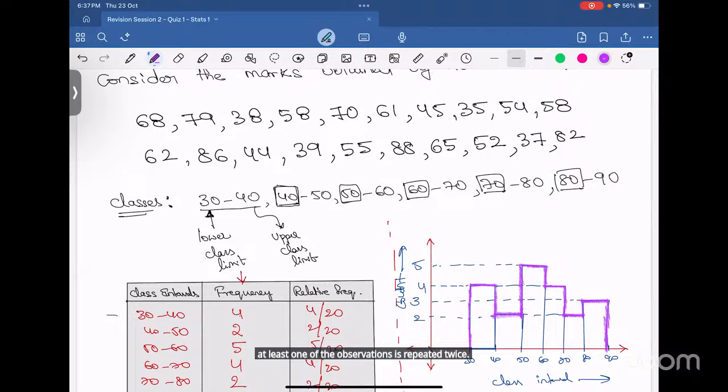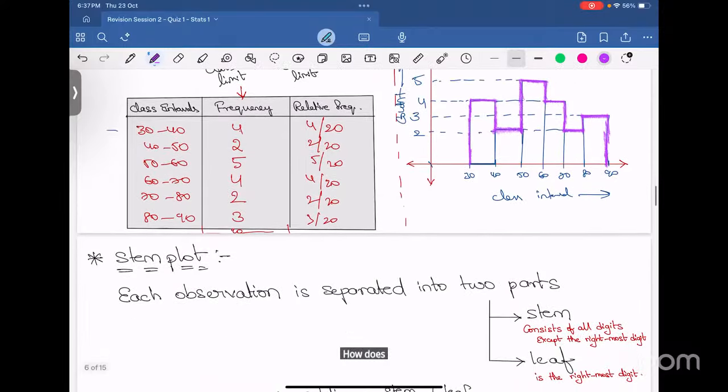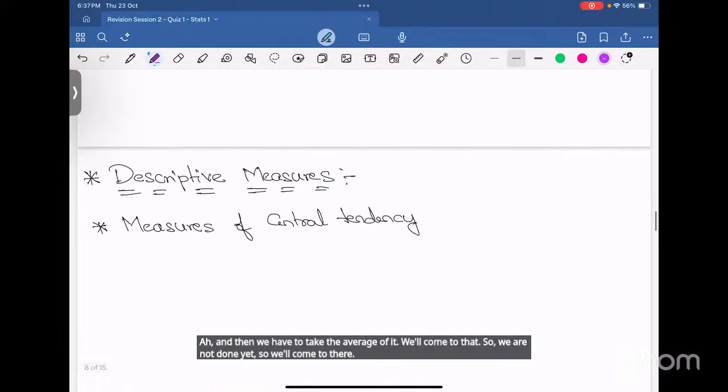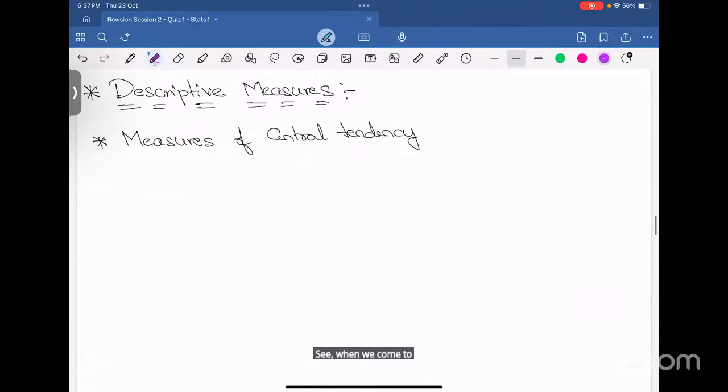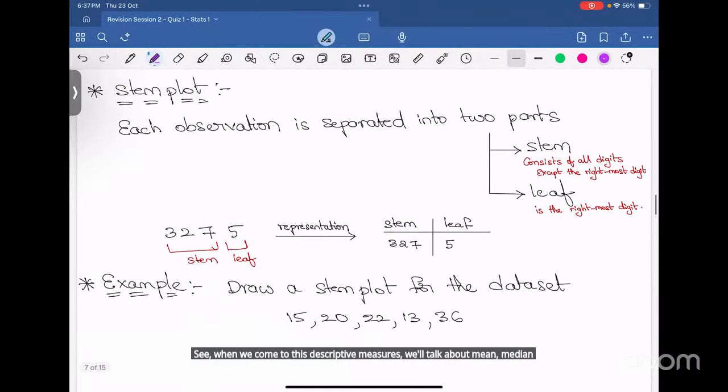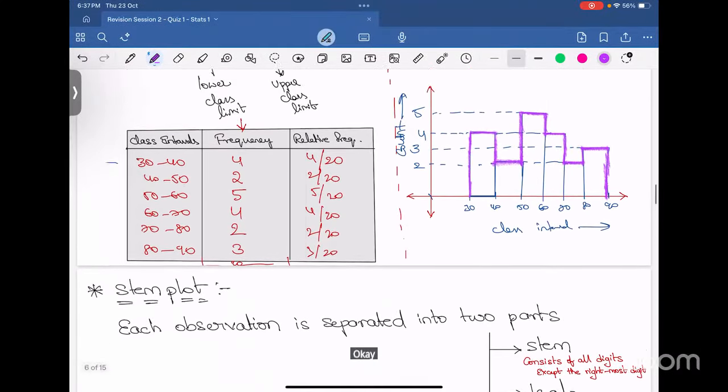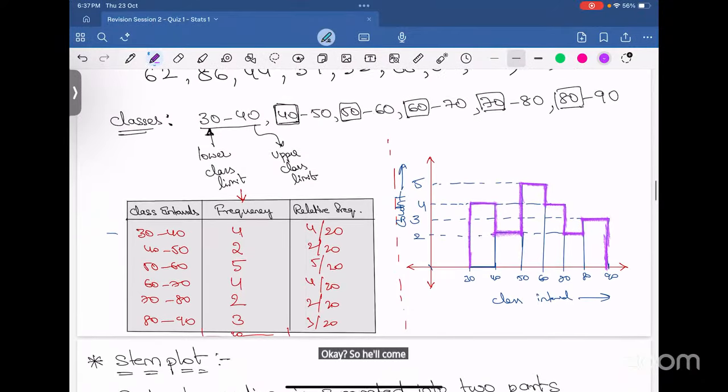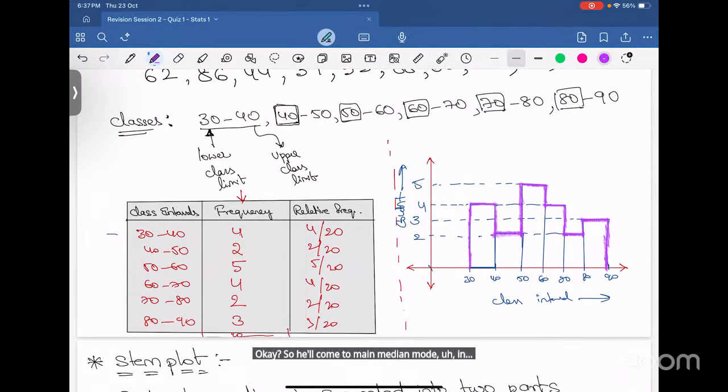Sir, what if the middle part was two numbers? Then we have to take the average of it. We will come to that. We are not done yet. See, when we come to descriptive measures, we'll talk about mean, median, mode, and everything. So we'll come to mean, median, mode in 5 or 10 minutes.